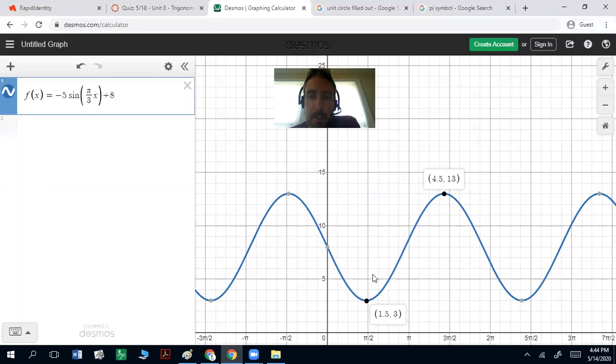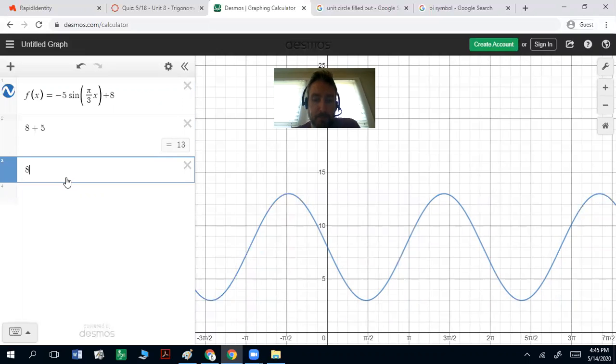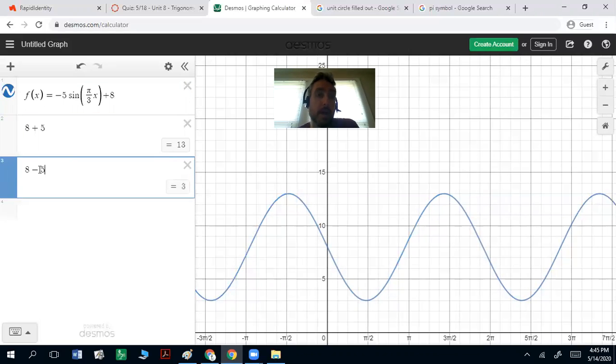The max is 13, the min is at 3. Now we can get that 13 by taking the midline and adding the amplitude, which is 5. We get the 3 by doing the midline and subtracting the amplitude. So the maximum is the midline plus the amplitude, the minimum is the midline minus the amplitude. Oops, I put 3, I meant to do 5. So the midline minus 5 is going to be 3. So your max is 13, your min is 3.